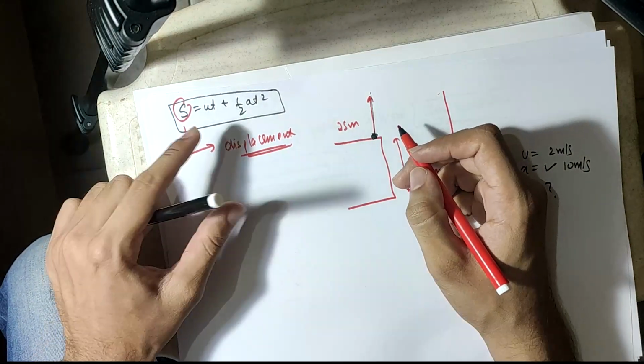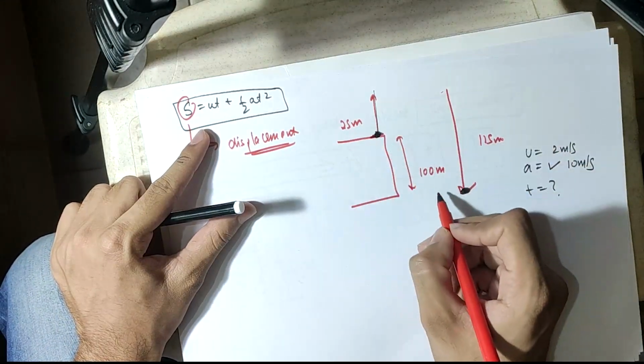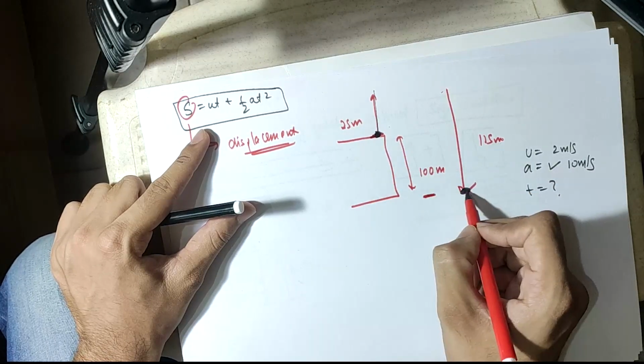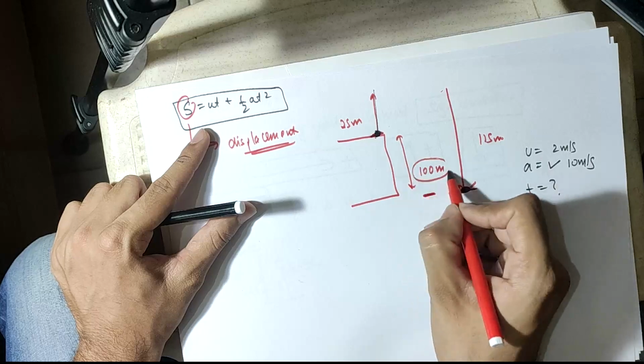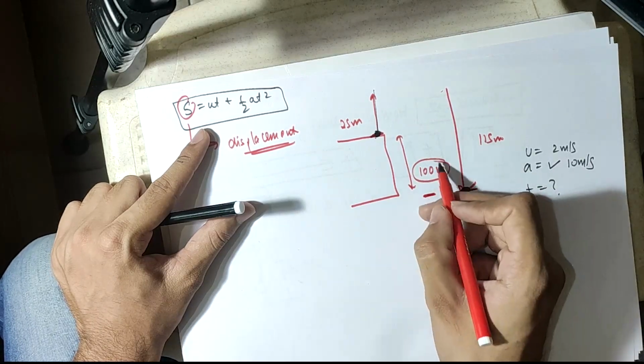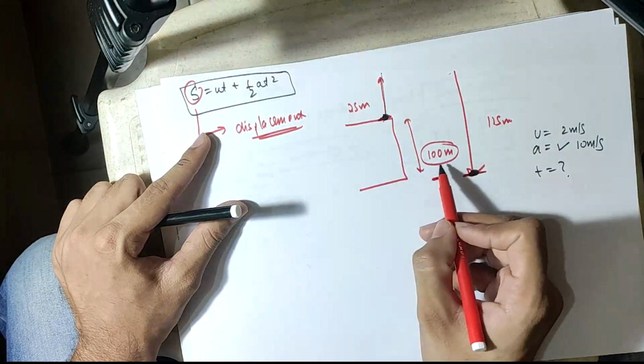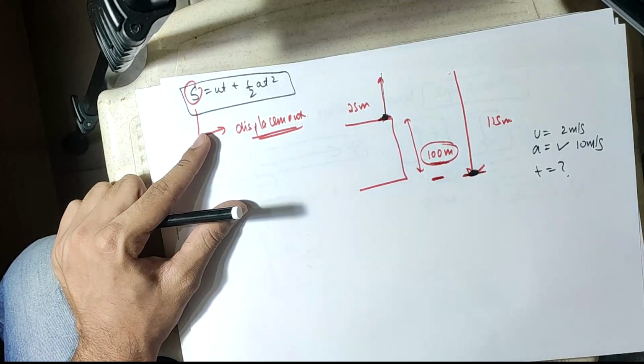See, S is the displacement, this is the initial, this is the final point. So final minus initial. What's the difference between final and initial? It's just the 100 meter. So you will put S is equal to 100 meter, but sign convention.